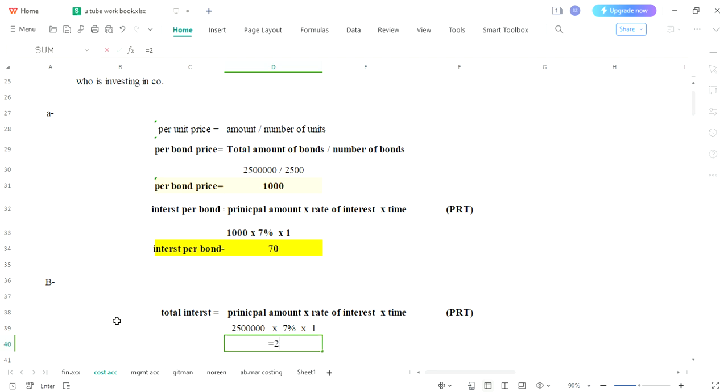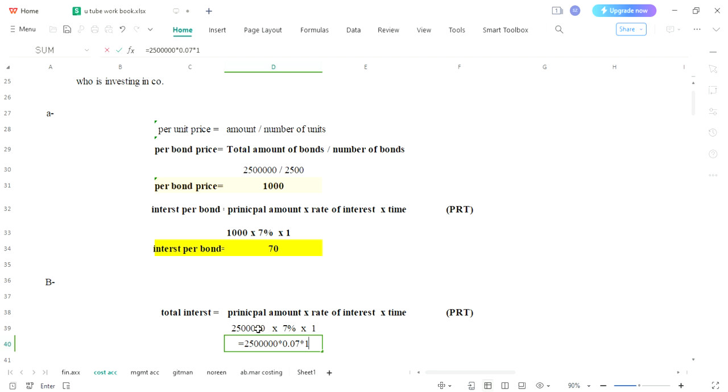Since the statement has been completed, you can now put it on the calculator. Please follow this formula: 25 lakh multiplied by 7%. 7% means 7 divided by 100. That means 0.07, and then you will again multiply it with 1.